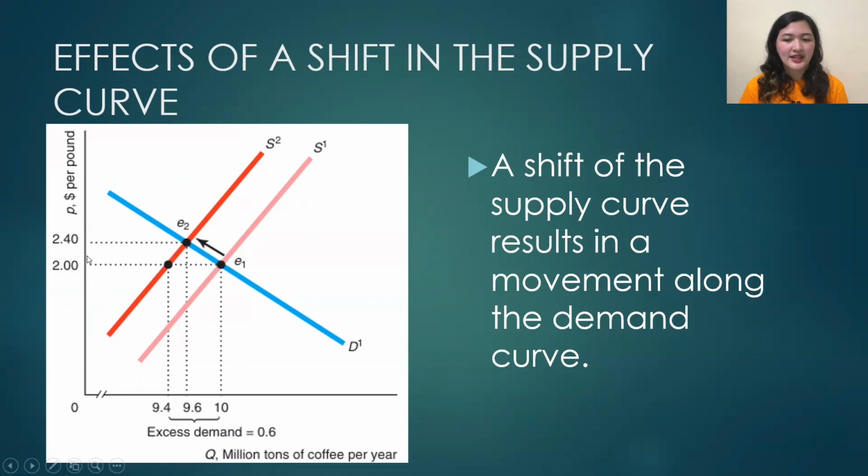The price rises until the market reaches a new equilibrium, where the equilibrium price is now $2.40 per pound and the equilibrium quantity is 9.6 million tons. In this scenario, the shift in the supply curve leads to a movement along the demand curve, resulting in both a higher price and a lower quantity of coffee in the market.